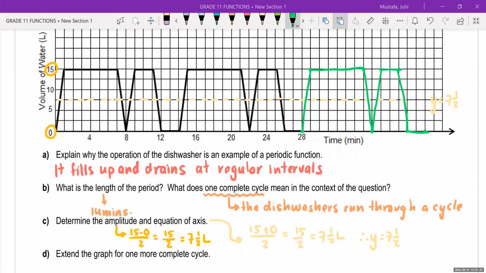I don't want to see you guys. So hopefully you guys used a ruler to draw yours.